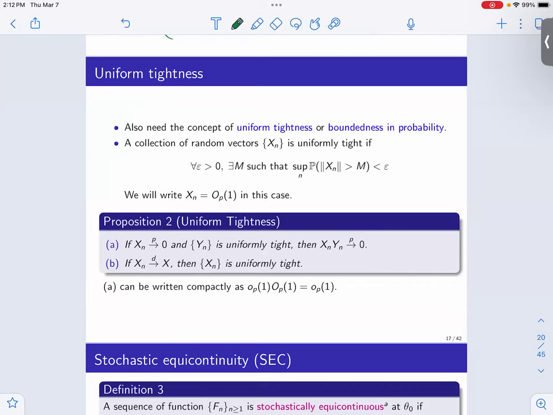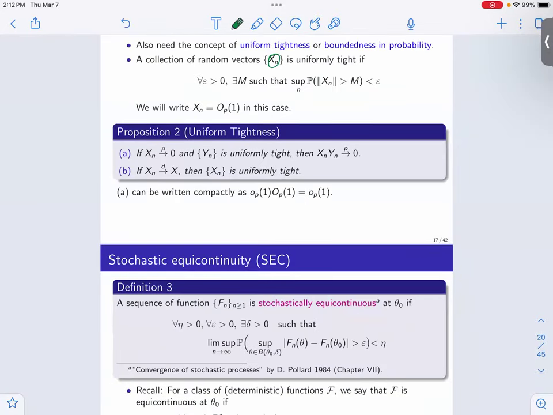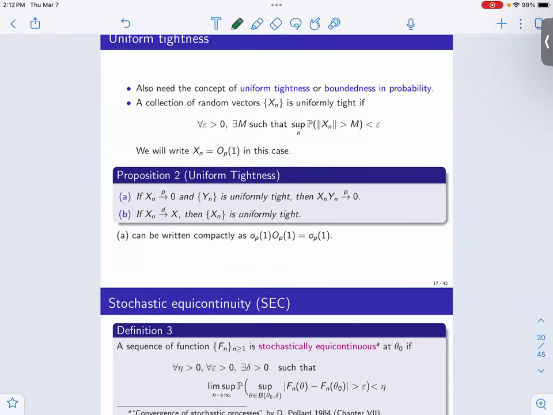So the other concept that we need for that result is this notion of uniform tightness, or boundedness in probability. So we have convergence in probability, convergence in distribution. This is a similar notion. There's no convergence here, but this is the stochastic version of a bounded sequence. If you have a sequence of random variables, if they were deterministic, you know what bounded means. If n is large enough, I can contain them in an interval. So the idea here is similar, but there's a bit of trickiness to it.